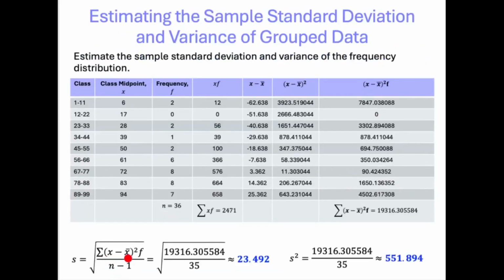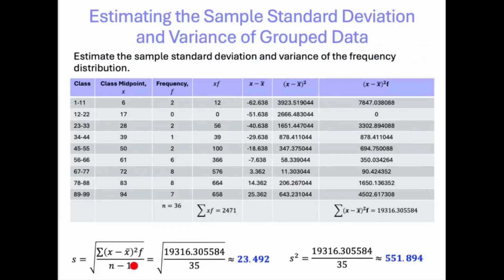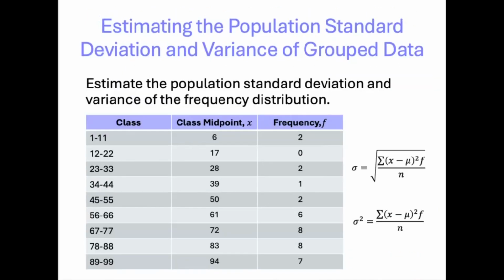We need that for our formula. When we plug it into our formula for the sample standard deviation, the distances of all those midpoints and that mean of 68.638 with a bar, times the frequencies of each class, that comes out to this big number that we have here, divided by n minus 1. If n is 36, n minus 1 is 35, that approximates to 23.492. If we don't take the square root, well, then that's just going to be the variance, which is the standard deviation squared. And that's approximately 551.894.